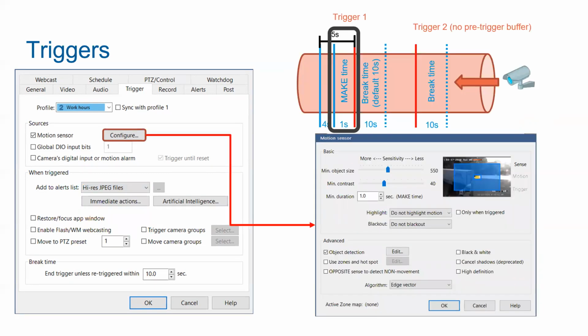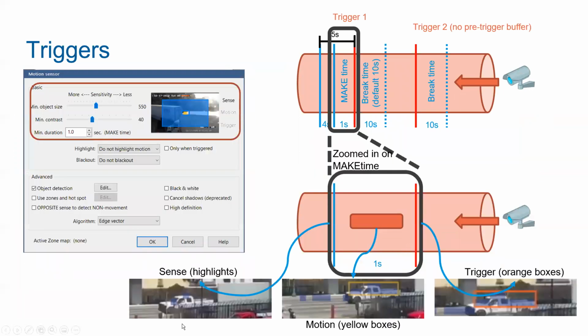And then I dove into the triggers tab, the motion sensors tab in particular. The biggest takeaway is that hopefully you now understand sense, motion, and triggers visually, so you can do the right things for your cameras on how to set this up. And it's more of an art than it is a science.